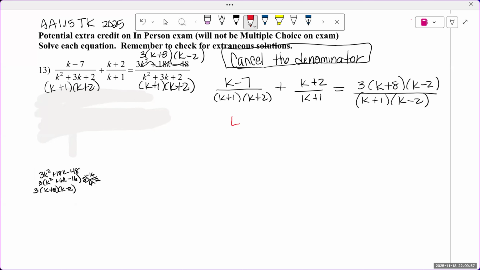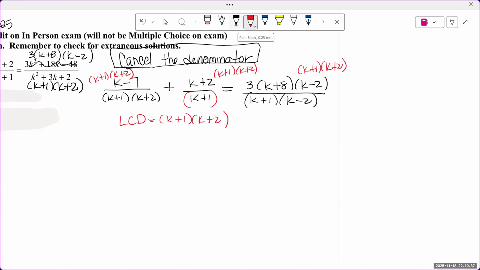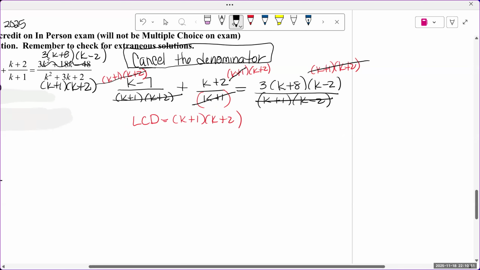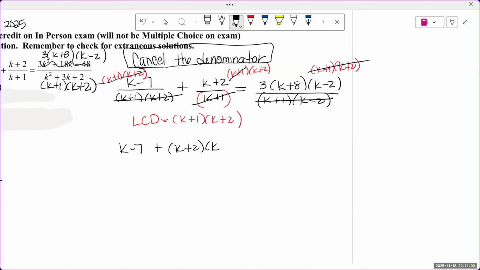Now, I need the least common denominator that will cancel. That's it. So the least common denominator is k plus 1, k plus 2. So multiply everything on the left and everything on the right. Next step is to cancel k plus 1, k plus 2. Okay, so what do I have left? k minus 7, k plus 2, k plus 2.